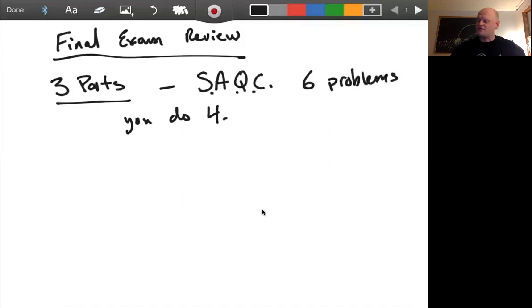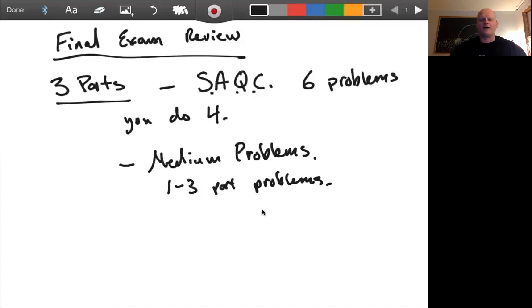Second part then is going to be the medium-sized type problems. Call these medium problems instead of long problems. So they are typically less in length than the regular exams. Typically these are going to be anywhere from 1 to 3 parts instead of something longer than that. So these will be 1 to 3 part problems, and again, they're more medium size in length, so not quite as long as the regular ones. So here there are going to be 5 of these total. So 5 problems, and you have to do all of them.